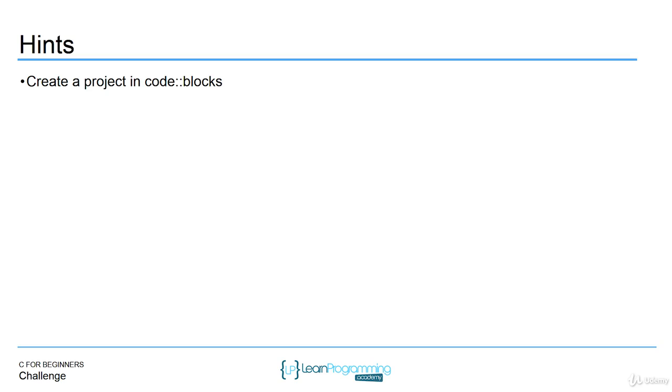For some tips or hints for this assignment, you're going to need to create a project in Code::Blocks. You should use a meaningful name for this project. Since this program is basically creating the perimeter and area of a rectangle, you could name the project rectangle. That's really the simplest thing.